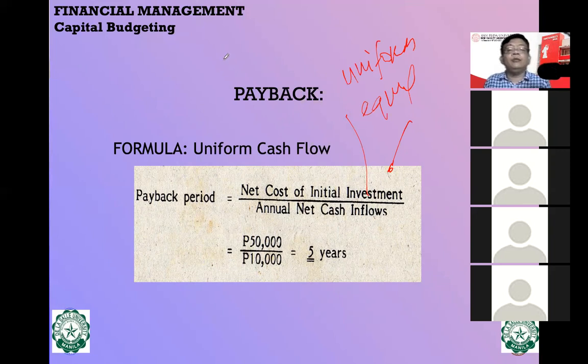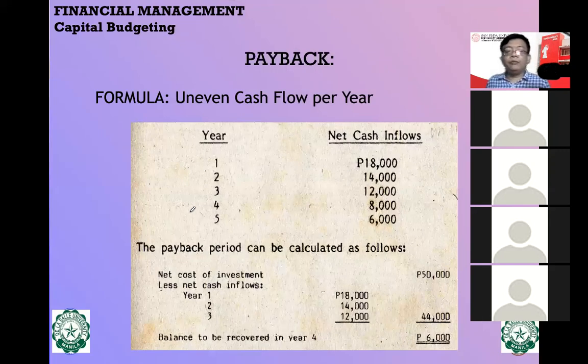Okay, sige. 50,000 divided by 10, you have 5 years. Pero what if you have uneven? Ito ba ay na-discuss last time? Hindi po. Ngayon, what if you have unequal? Last time we discussed only an unequal of your NPV. Ito naman, unequal in terms of your payback.